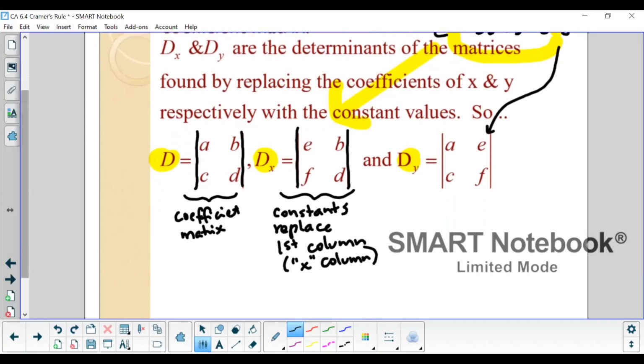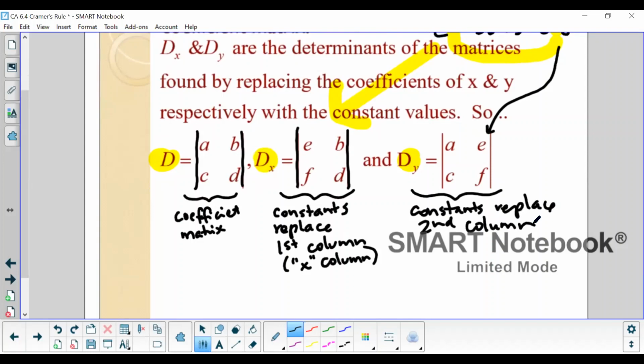So what's happening here is that constants replace the second column, which is the y column. And that's why this determinant has a subscript of y.